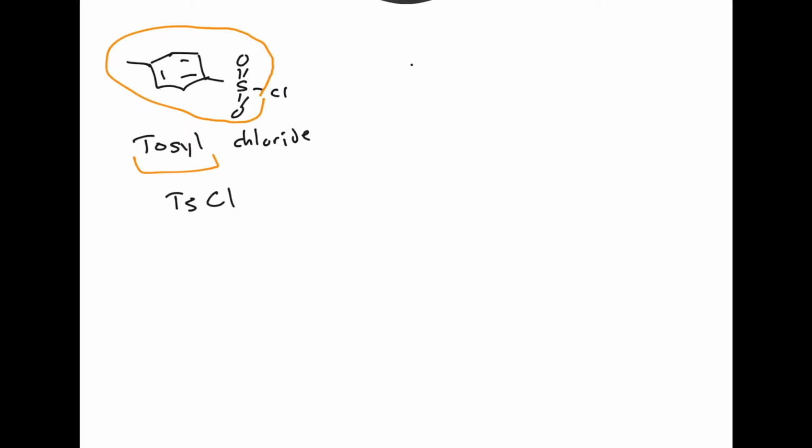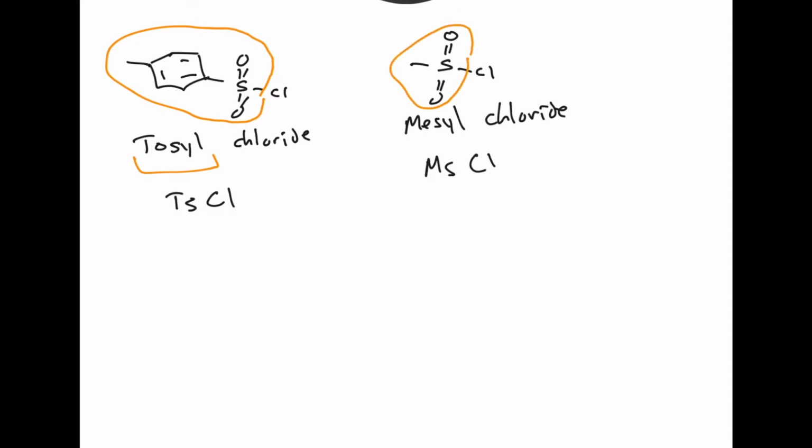Right? If we have a methyl, this is called mesyl chloride, and we abbreviate it MsCl. And again, this piece here is all the mesyl part.